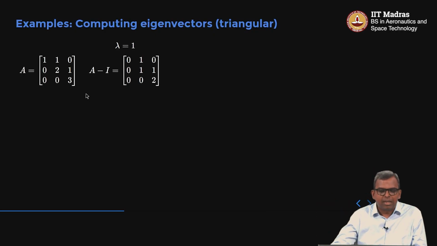Okay. Let us begin with this simple case. We had the 1, 2, 3 diagonal matrix, right. On top of that, in the next diagonal, I am going to add a 1, 1, just to make it triangular. See what happens here.